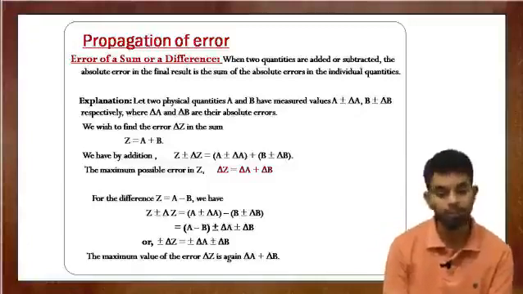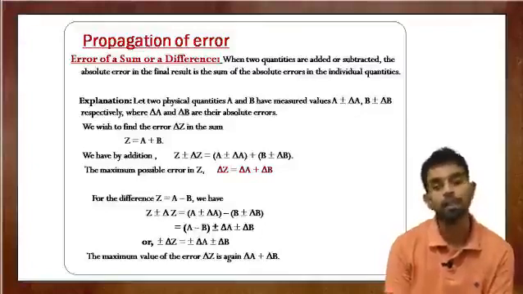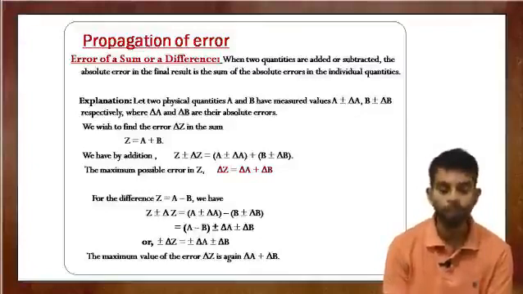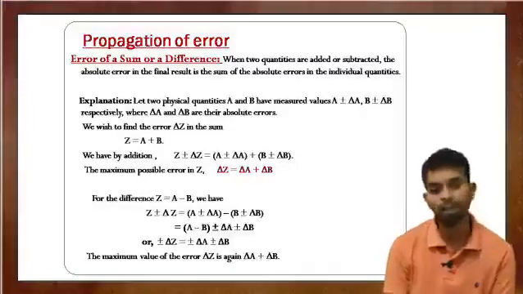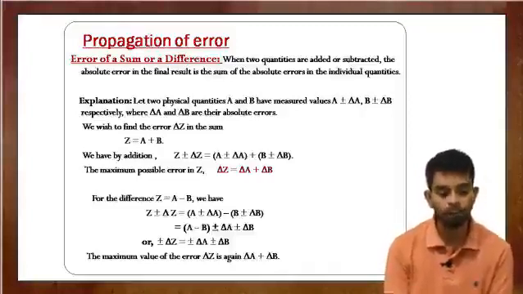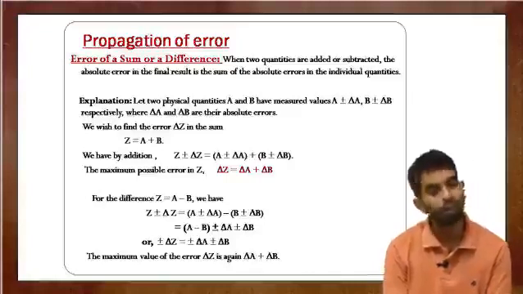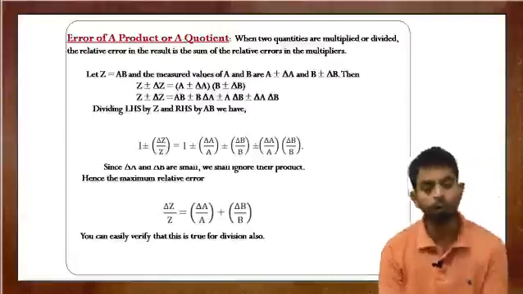So Z is equal to A plus B. Put the values of A and B, then Z plus minus del Z is equal to A plus minus del A plus B plus minus del B. The maximum possible error will be del Z is equal to del A plus del B. Similarly, for difference, if Z is A minus B, then putting the values of A and B, we can get the maximum error in the difference also as del A plus del B.